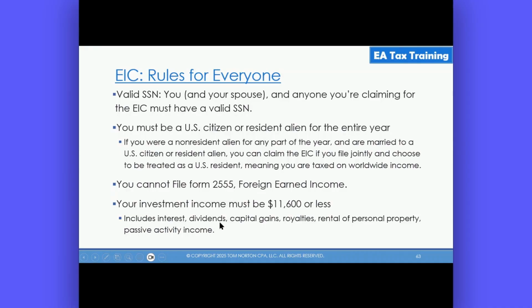And investment income is all the things that we have talked about before. The idea here is that the earned income credit is supposed to be for low earning taxpayers and taxpayers who don't have a lot of money. So if you've got investment income of $11,600 or more, you must have some money somewhere stashed away in order to be earning that investment income. So what the government is saying here is if you've got more than $11,600 of investment income, then we are not going to allow you to take the earned income credit.